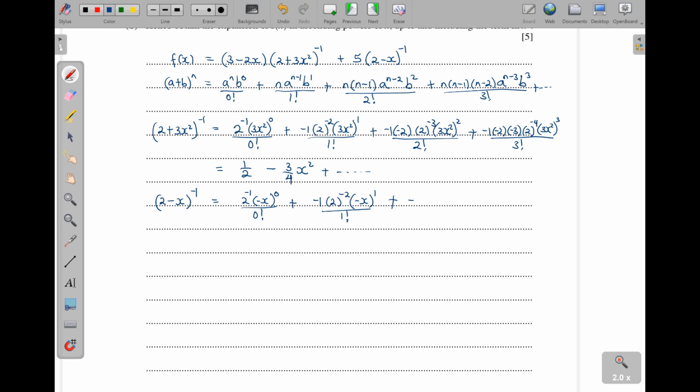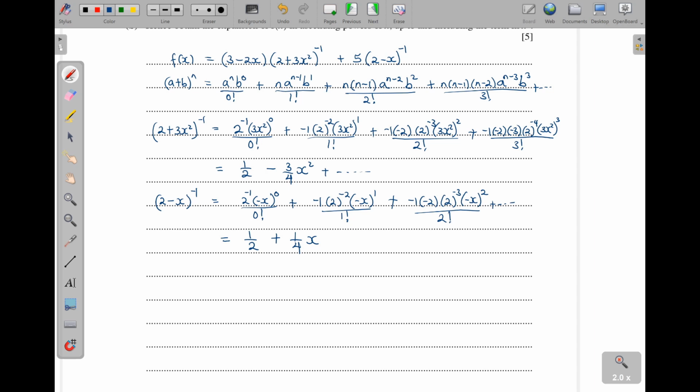We are going to have negative 1 times negative 2, then now the 2 is going to be to the power of negative 3, and then negative x here is going to be to the power of 2, then over 2 factorial. I will stop here because this is going to end in x squared. So meaning here we are going to have 1 over 2, okay? And then this one here, a negative times a negative, that's a positive. And then 2 power negative 2, that is 1 over 4. So we shall have 1 over 4 of x here.